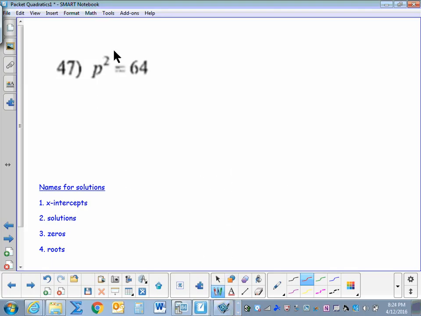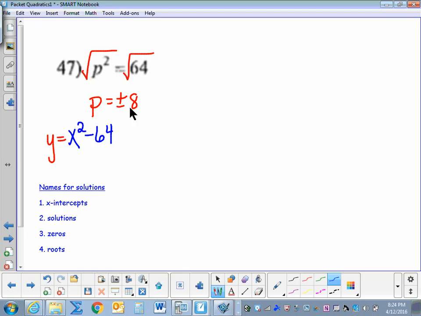We're going to solve for p here, so we're just going to take the square root of both sides, and we're going to get p equals plus or minus 8, because 8 squared is 64 and negative 8 squared is 64. So now we're going to graph it. We're going to use our graphing calculator. We're going to go into y equals, and we're going to put in the equation that we started with, but we need to move everything to one side because we already have this equal here. So instead of p squared, because we're doing it on our calculator, we're going to type x squared. We're going to move the 64 across the equal sign, so it's going to be minus 64. And we're going to graph now and see if the x-intercepts are 8 and negative 8.